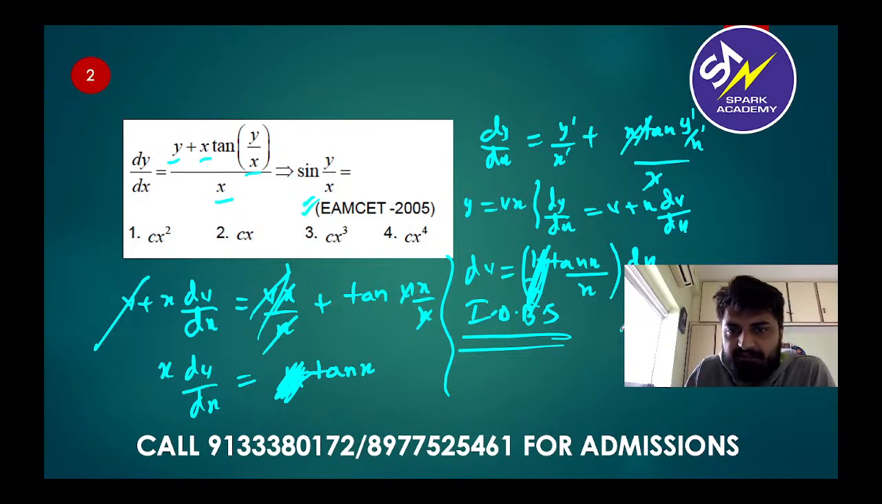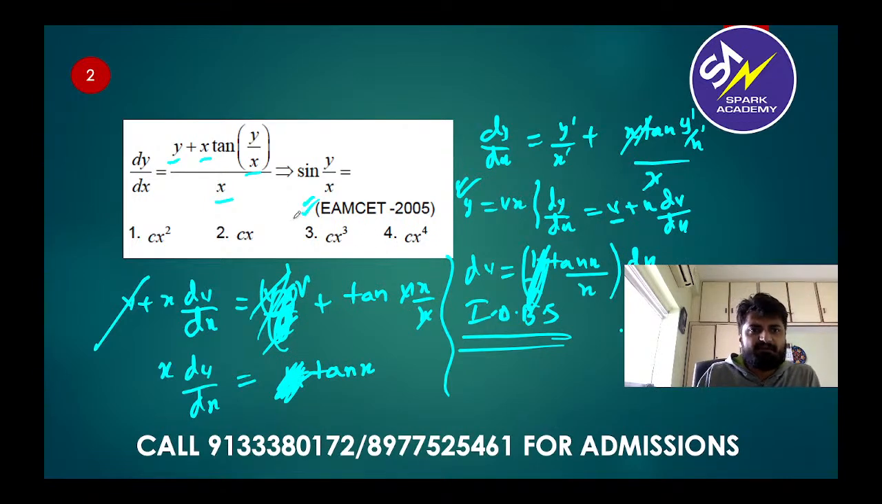Is it clear, everybody? All of you, please. So this is again homogeneous, very simple to solve. So what have we done? y equal to vx I have given. dy by dx is v plus x dv by dx. So this is v actually, v plus x dv by dx. So I have substituted here.